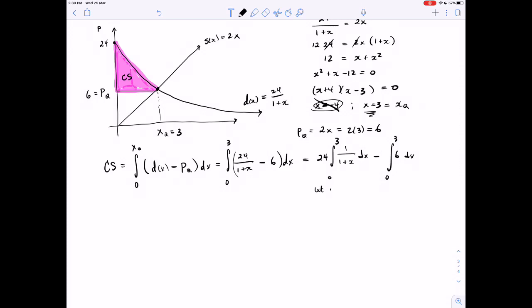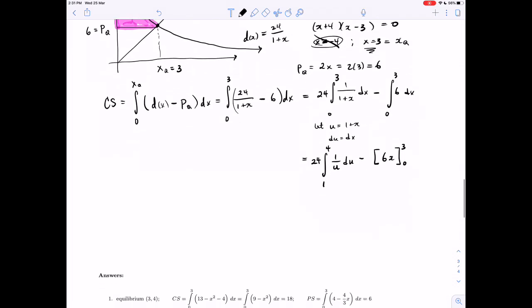We can do a little u substitution. So let's let u equal 1 plus x. du is going to be equal to dx. If I am paying attention, I realize I have to change my bounds of integration. So when x is 0, x plus 1, which is the u value, is 1. And when x is 3, u is 4. And this becomes the integral from 1 to 4 of 1 over u du minus, and then this one we can anti-differentiate right away. The antiderivative is 6x, evaluated from 0 to 3.